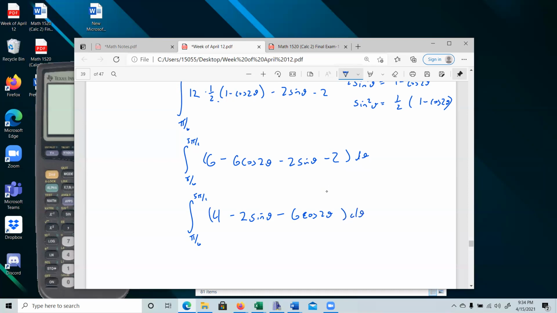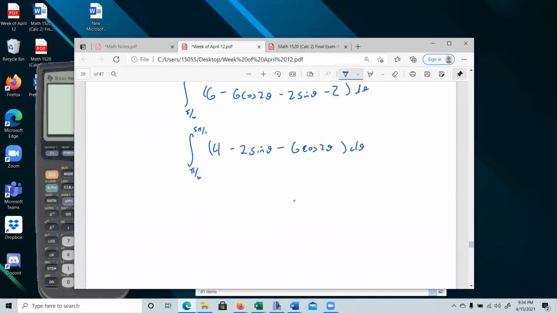Okay. Now we'll integrate. So that's going to be 4 theta minus, well, derivative of sine is cosine, so the integral, right? Oh, wait a minute. The derivative of cosine is negative sine. So the integral of cosine must be negative sine. Okay, so that's how we do that. Derivative of sine is cosine, so we integrate that. We just get back to the regular, so that's going to be 6 sine 2 theta times 1/2.